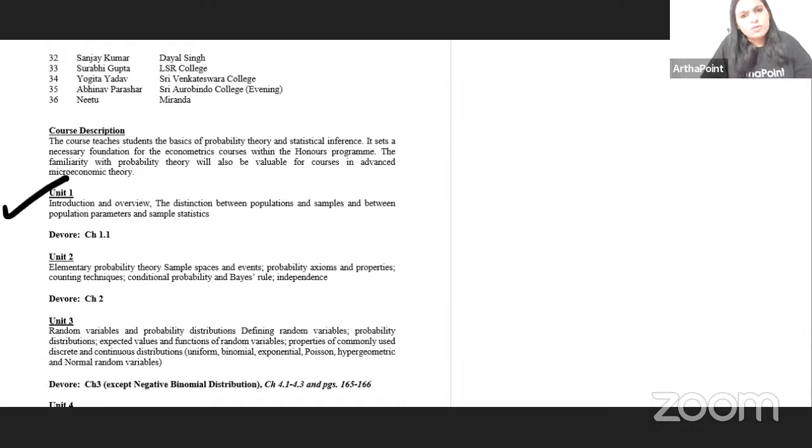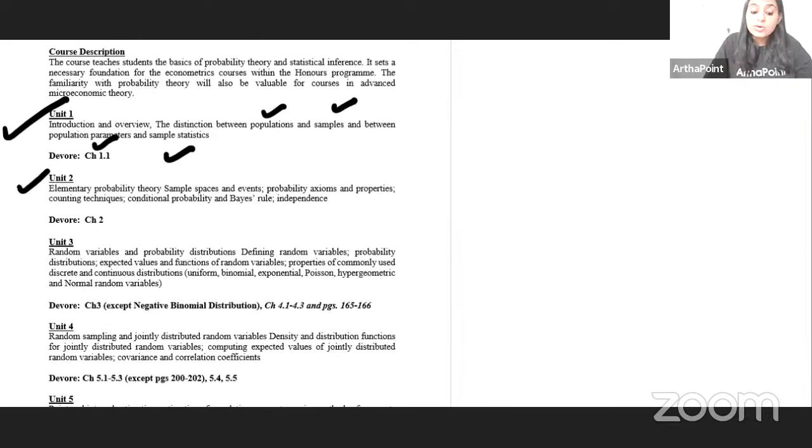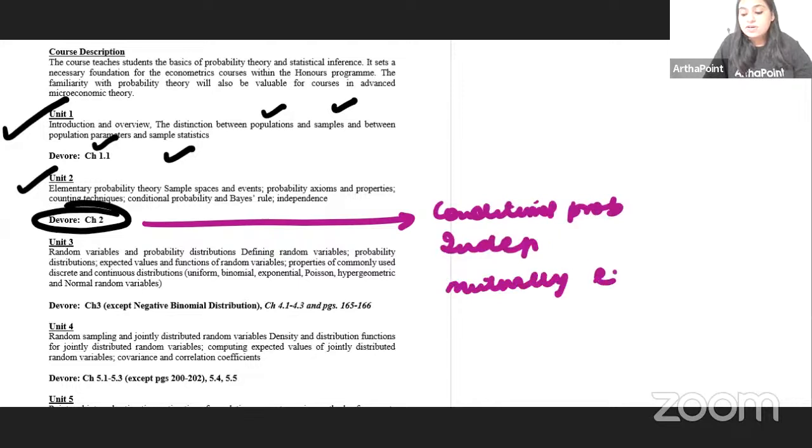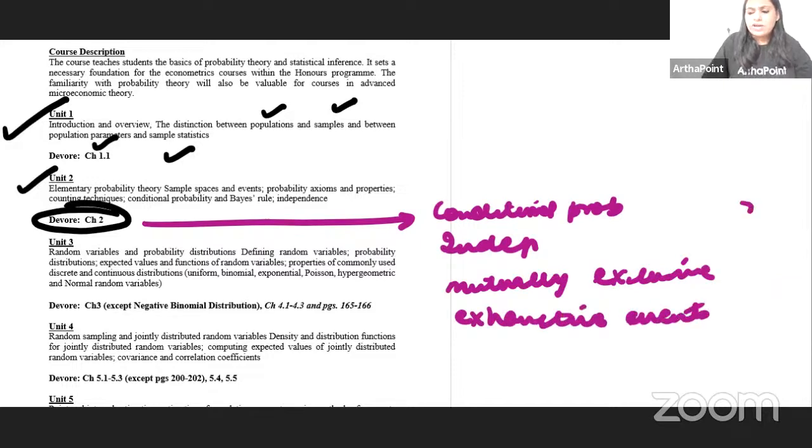So now look here. First unit is an overview. That's simple. Distinguish between population, sample, population parameters, sample statistics. Second unit is probability. This is chapter 2 of DeVore. So in this, we will talk about what is conditional probability, what is the rule of independence, what are mutually exclusive events, what are mutually exhaustive events, all of that.